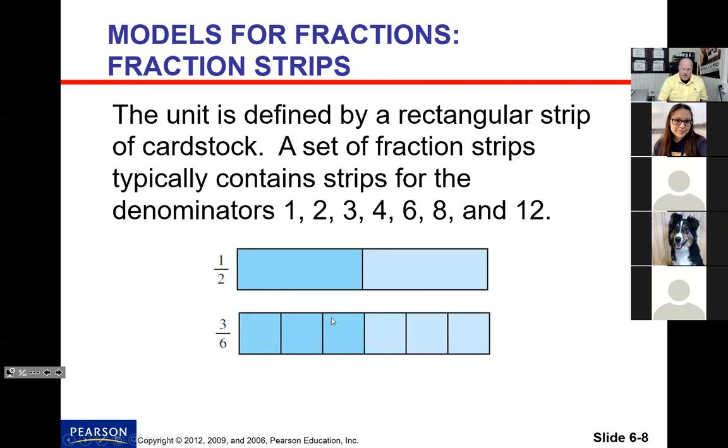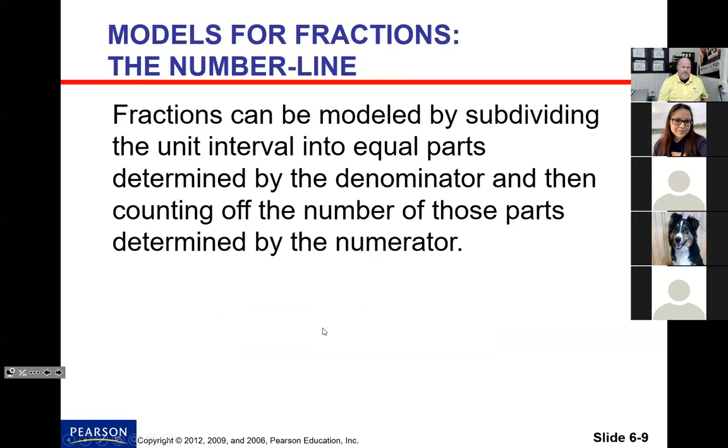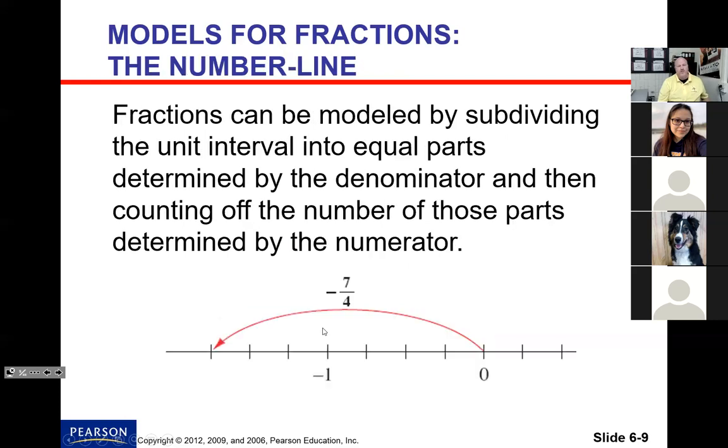Okay. You can also show fractions on a number line. This one is not as useful until you get to high school. We do this more in high school when we're dealing with fractions and properties of them. So if you look at this one, fractions can be divided by subdividing the unit interval. Look, here's my 0, here's my -1. And if you see, I've broken it down into 4 equal parts. So that's my denominator.